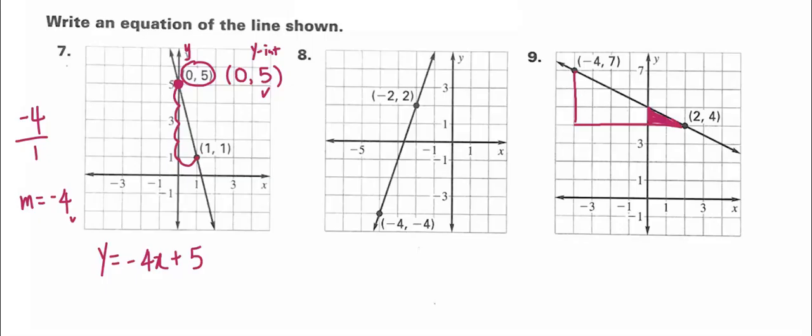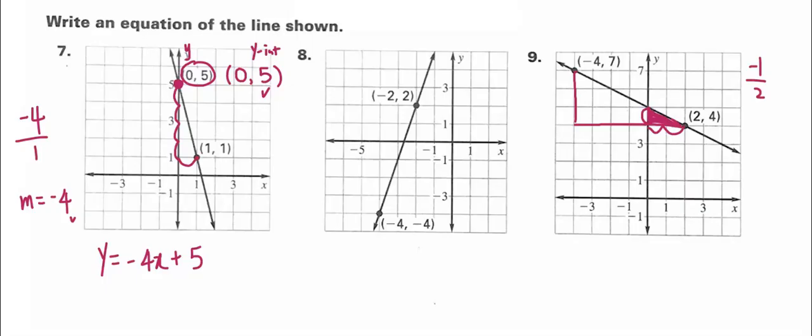So you go down 1, you go down 1, you go over 2, you go over 2. See that? You have a negative 1 over 2. That is your slope. And then the y-intercept is not already labeled here for you, but you definitely can find it.